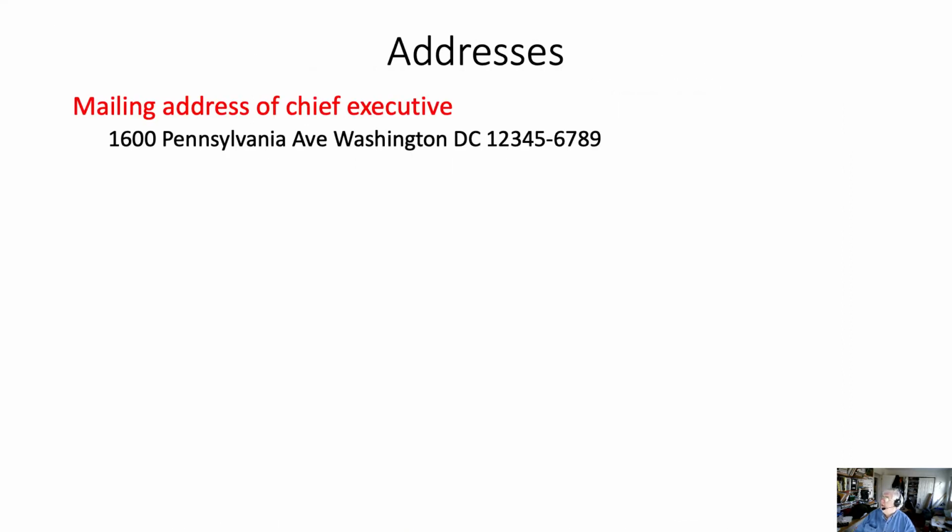Addresses are another example of things that are often not separated but should be. So if you see a mailing address for the chief executive that's all one long string, you can know that you've got somebody who doesn't understand data. The problem is, if you want to sort in city order or in zip code order, you can't find it because it's out here in the middle of this long string.